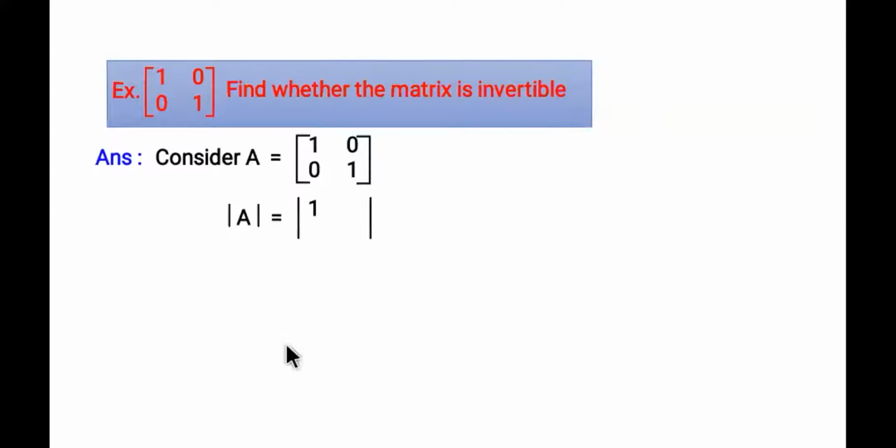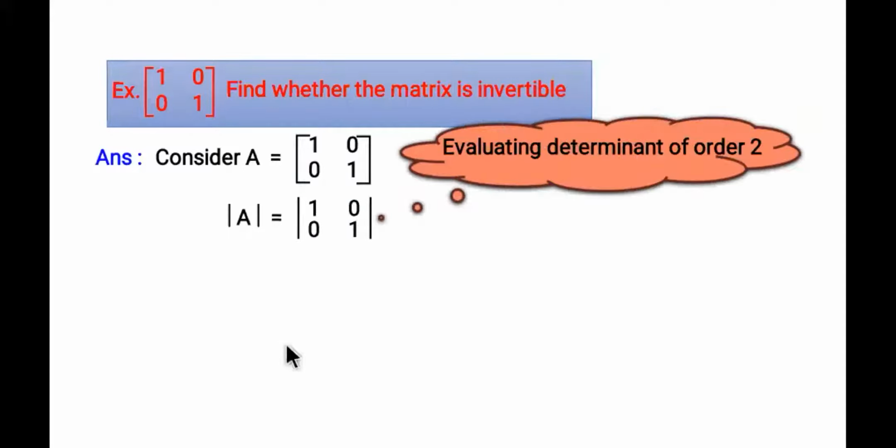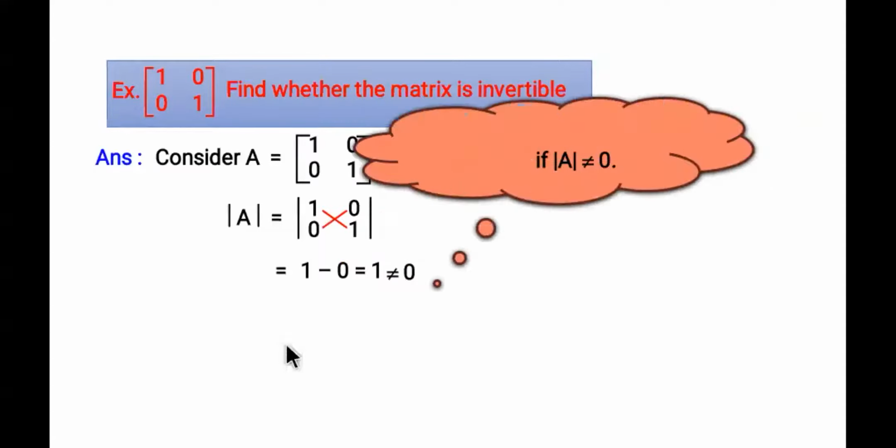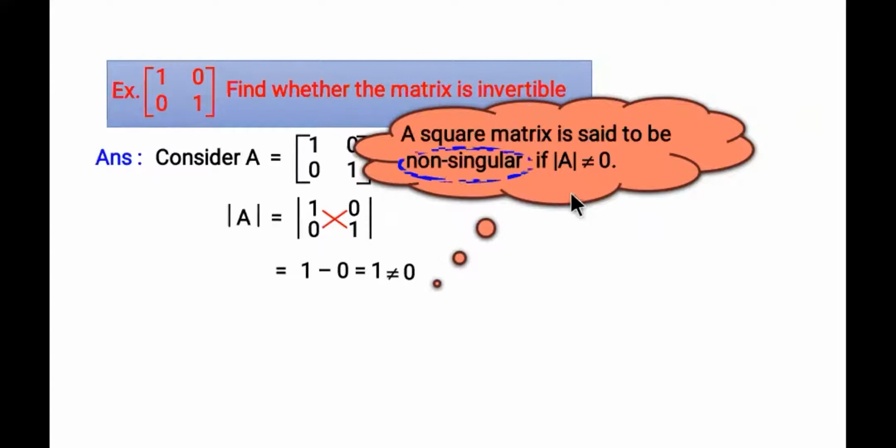Okay, so you know how to find the determinant, right? 1 into 1 minus 0 into 0. So it is 1 minus 0, which is 1, and that is not equal to 0. Just because it is not equal to 0, it is satisfying the condition, right? A square matrix is said to be non-singular if the determinant of A is not equal to 0. As I said before, it should be a non-singular matrix.